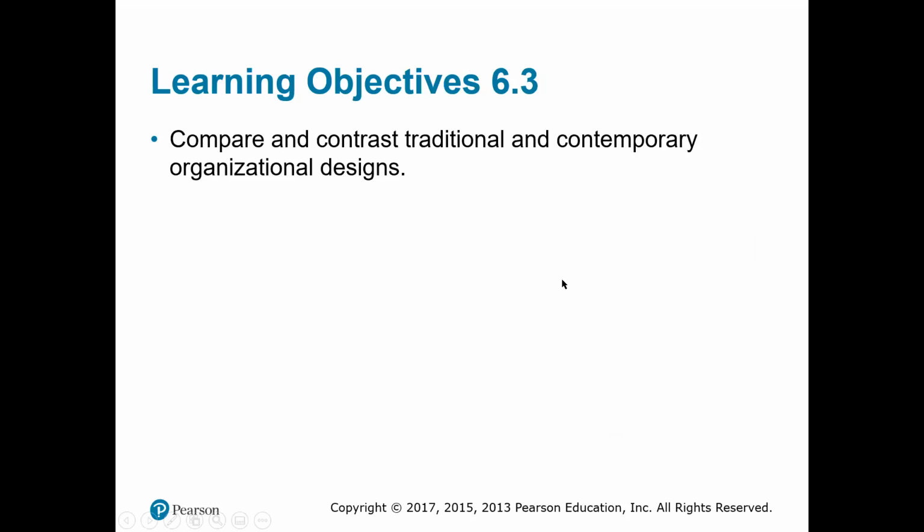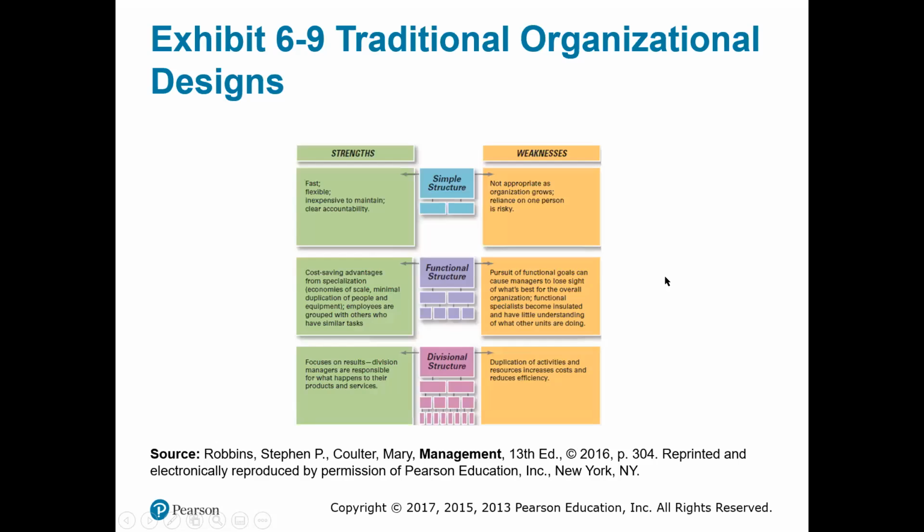Going off to learning objective 3 today, we want to compare and contrast traditional versus contemporary organizational designs. So you have some of them: simple structure, functional structure, divisional structure. So simple is pretty simple. It's flexible, inexpensive to maintain, clear accountability, and it's very fast. The weakness is not appropriate as organizations grow. You cannot keep a simple structure.